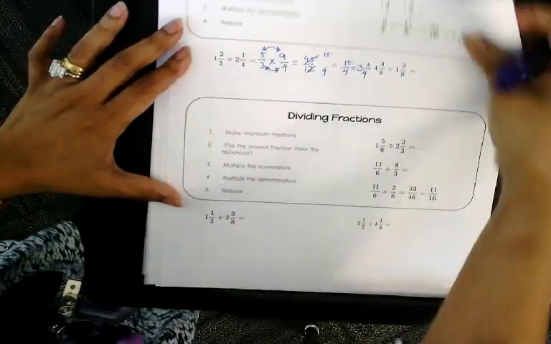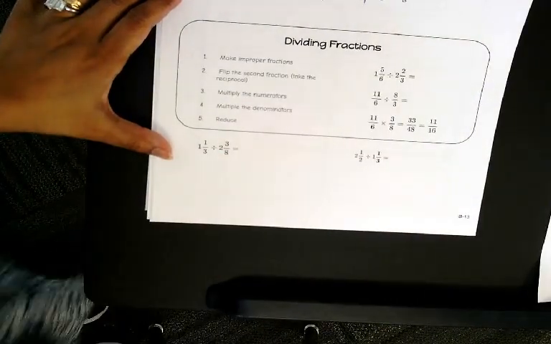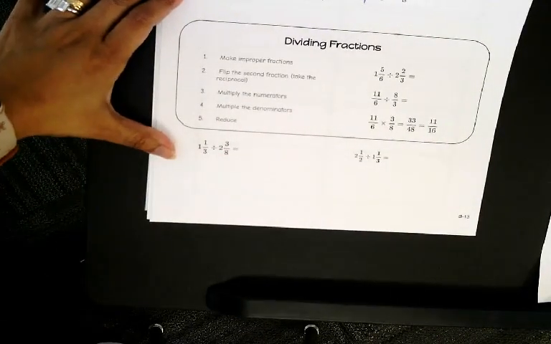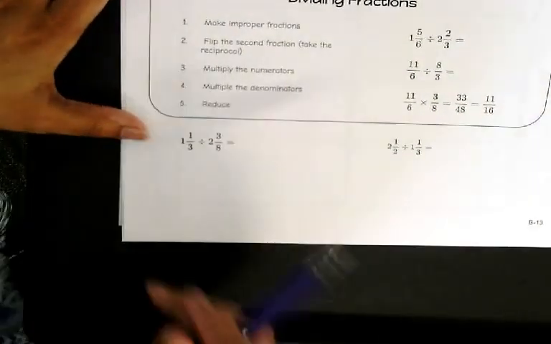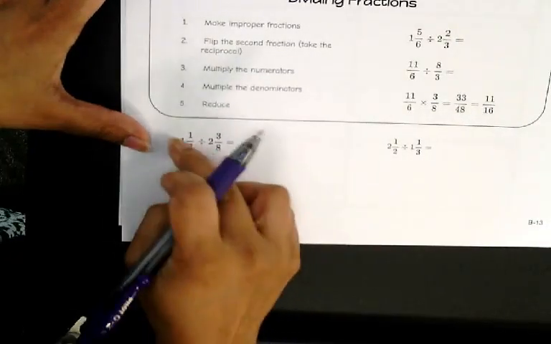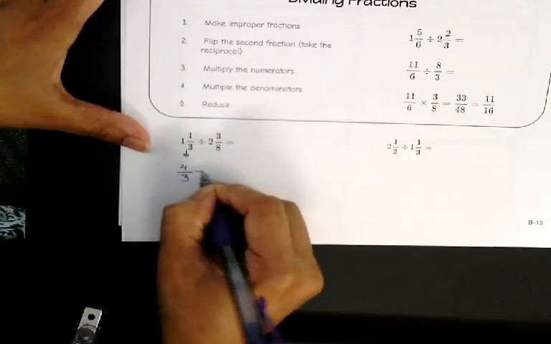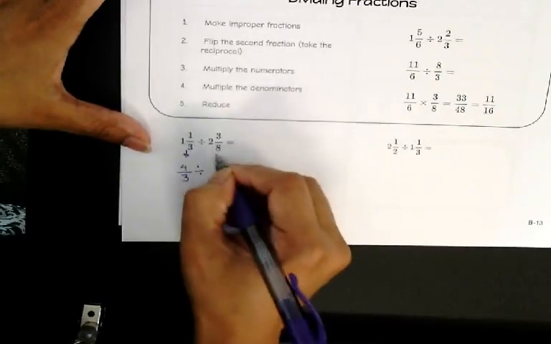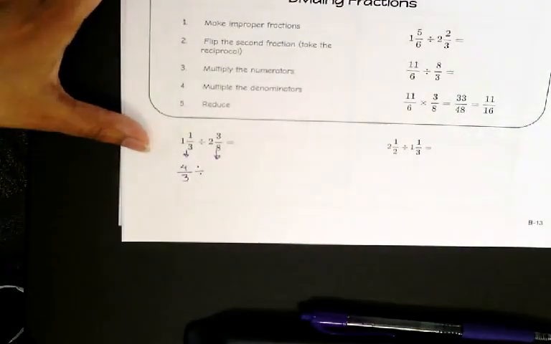Now, I'm working on this one. So if you look at it, what type of fractions are those? So these are the mixed fractions. What do we do when we have a mixed fraction? Improper. So what is the improper fraction for this one? 4 over 3. And then divided by what I get for this one? 19 over 8.